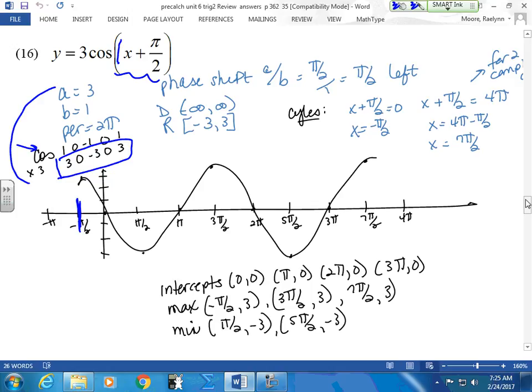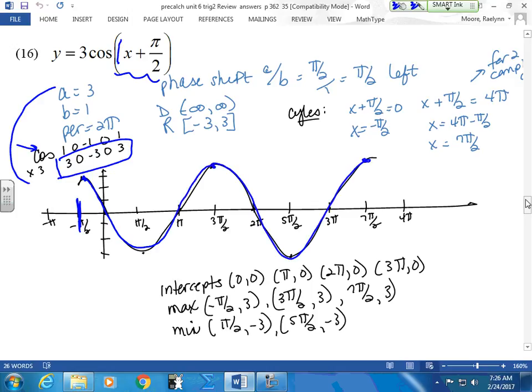Why did I equal it to 4 pi? Did it say go to 4 pi in the directions? 2 full cycles. So that would make me go to 4 pi. Or if you wanted to, you could go the opposite way. As long as you gave me 2, see where it starts here? This is 1. I need 1 more.